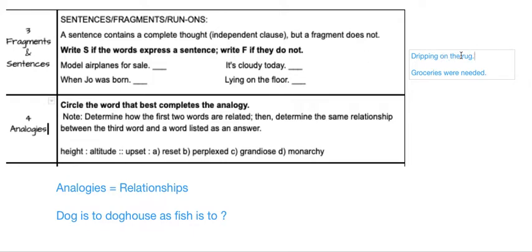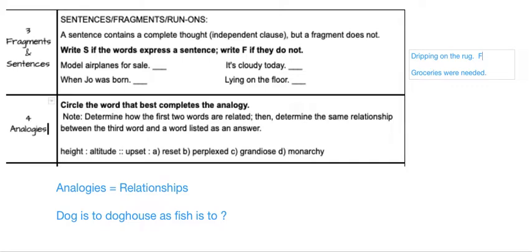For instance, look at this one I have over here. Dripping on the rug. What's dripping on the rug? Who's dripping on the rug? Is there a leak from the ceiling? Did the dog just come in out of the rain? Did somebody just come in from going swimming? What's happening? Clearly, in this case, we are missing a subject, so that makes this a fragment.